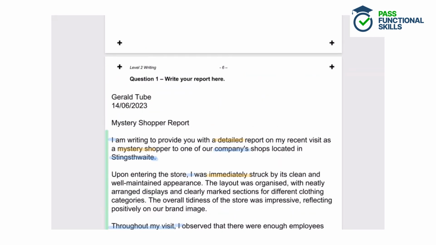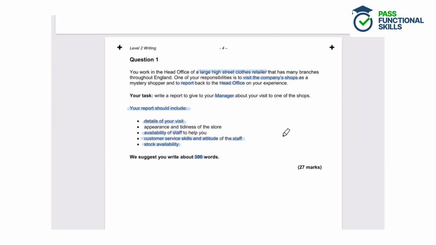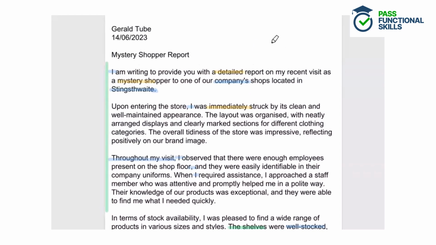So now we've considered the spelling, punctuation and grammar, and overall that is worth 44% of the marks. So nearly half of your marks will come from those elements. So make sure that you are using correct spelling, using punctuation effectively, and making sure that all of your answer makes sense. So now let's look at the composition.